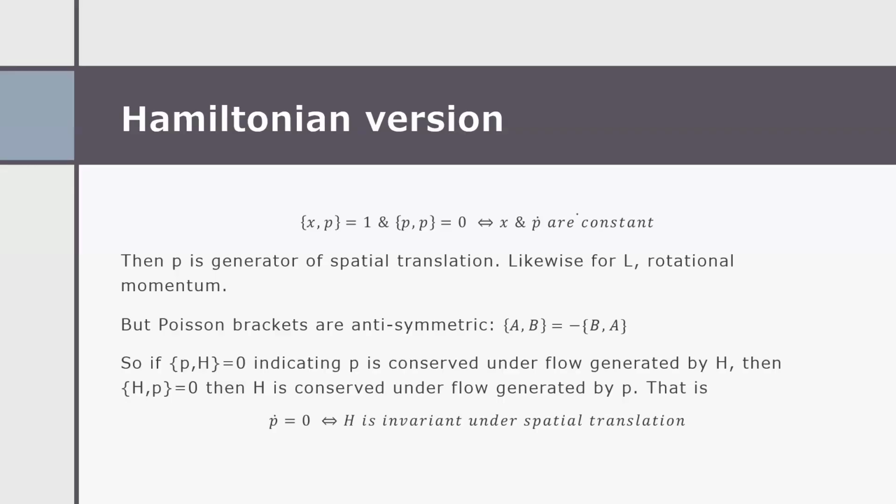And what this says is that if P bracket H is 0, then you have a flow of P that's conserved under the flow generated by H, going back to what you and I were talking about earlier. And also H bracket P has to be equal to 0 because of this anti-symmetric concept. And so P bracket H equals 0 implies that H is invariant under spatial translation. This is the first Noether theorem.